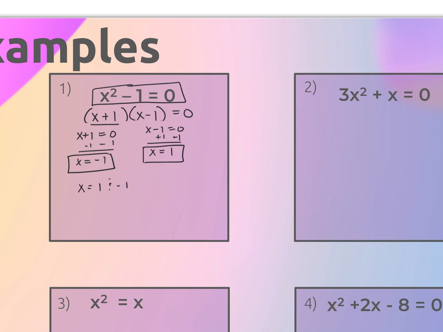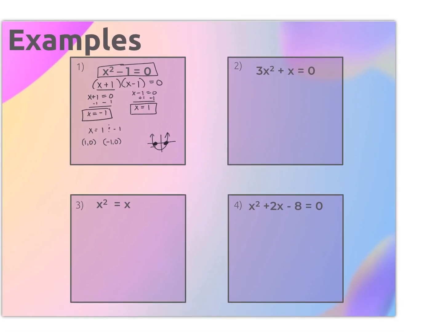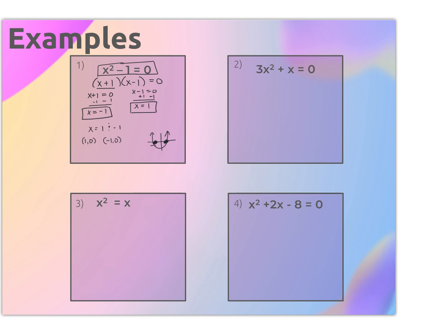And so on a graph, just so you know, these can become ordered pairs. It's like (1, 0) and (-1, 0). And so I know that at (-1, 0) and (1, 0), my parabola is going to cross the x-axis. So it's going to look something like that, okay? So again, know that the solutions of a quadratic equation are also the x-intercepts of the graph. Now, I'm not going to draw the graph every time. We're going to do a chapter on graphing. I don't need to do this every time, but that's just something I want you to think about.